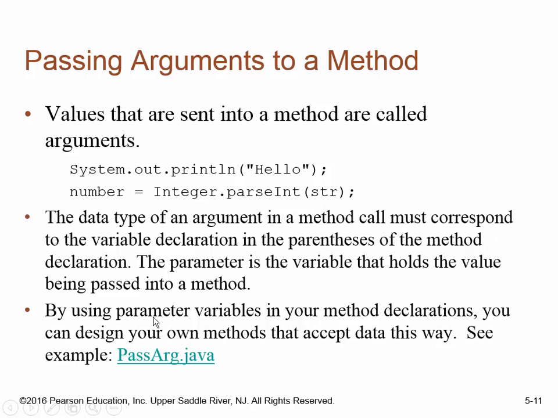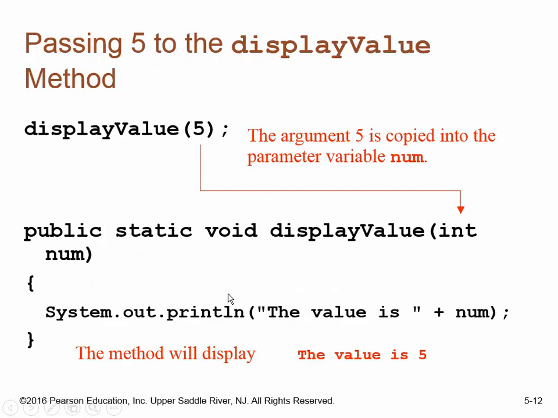By using parameter variables in your method declarations, you can design your own methods to accept data this way. Here's an example. We're calling this very simple little routine that's called displayValue. It's public, it's static, it returns nothing, its name is displayValue, and an int gets passed in, which is referred to as num. This is called the formal parameter. When you call displayValue up above, you're passing in the number 5.